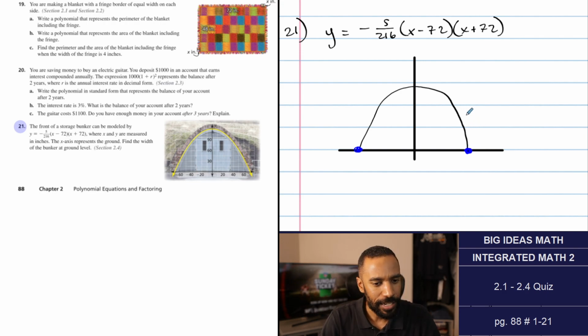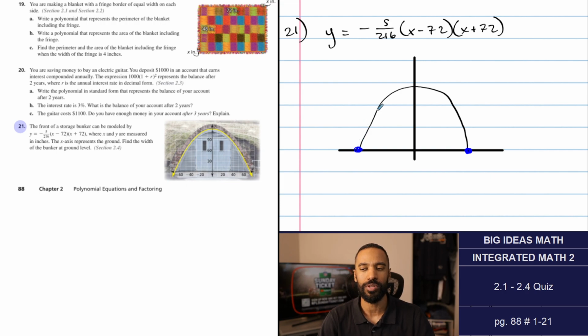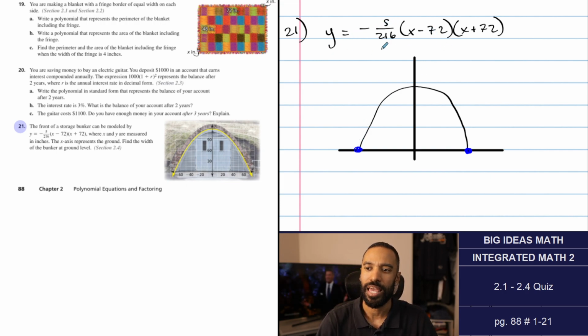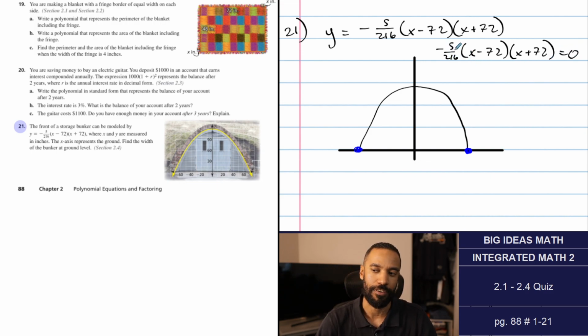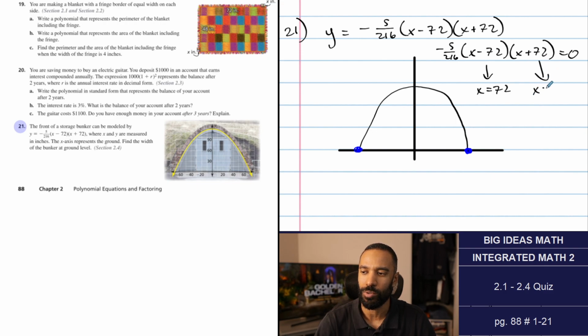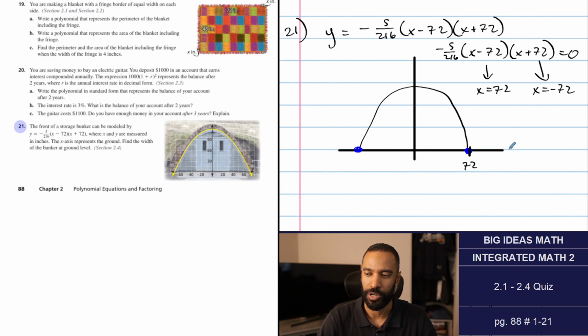Now, the graph kind of reveals some of the things, but you want to recognize that the x-axis is where y equals 0. So if you set this equation equal to 0 and solve for x, you find the x-intercepts, the values of x that I circled in blue. Negative 5 over 216 has no bearing on what the x-intercepts are. X equals 72 is one of your roots, and x equals negative 72 is the other root, so 72, 0 and negative 72, 0.